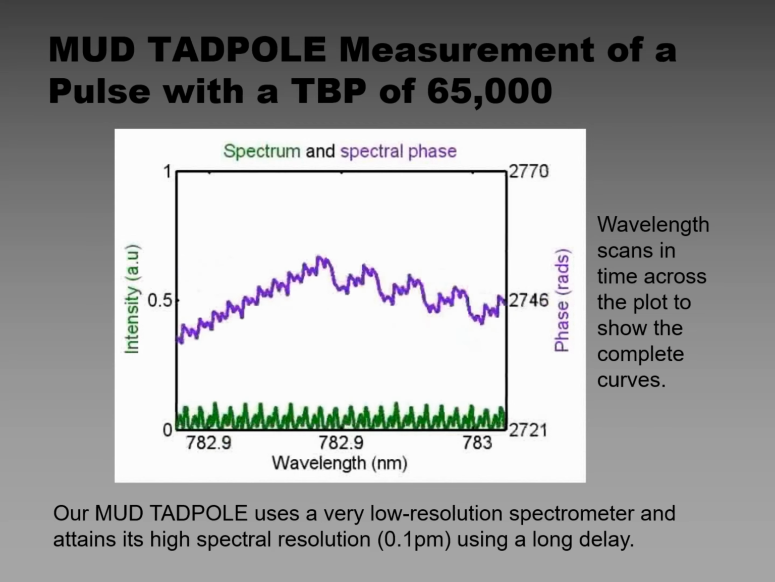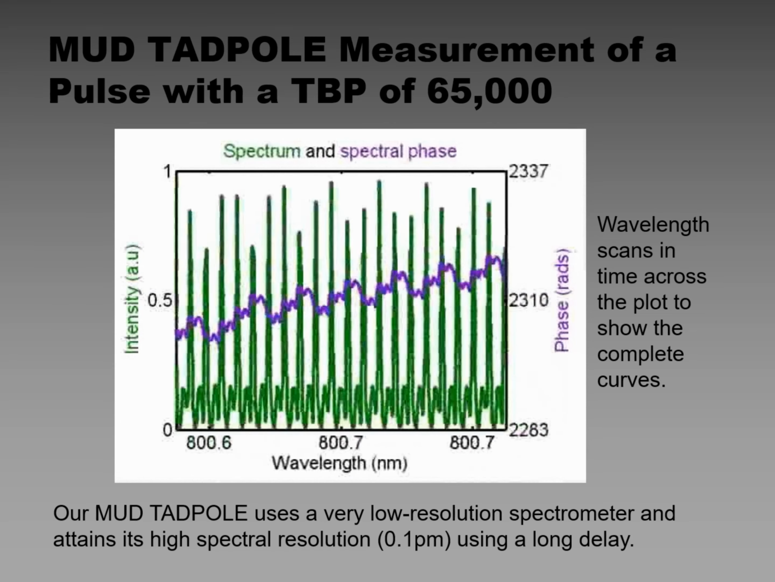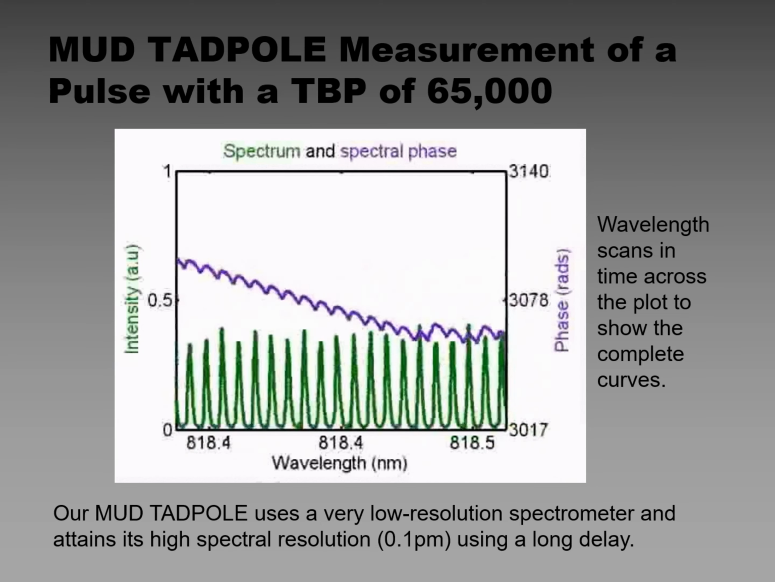This is a plot of the spectral intensity and phase of a very complex pulse with a time bandwidth product of 65,000, measured using a multi-shot MUD TADPOLE device.